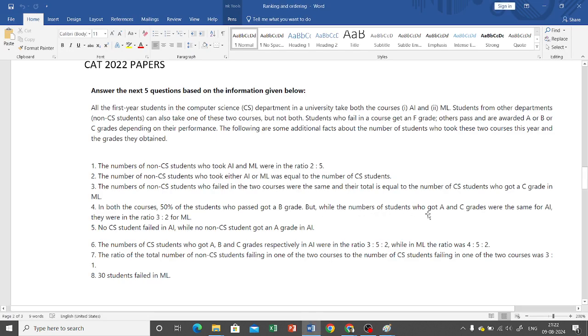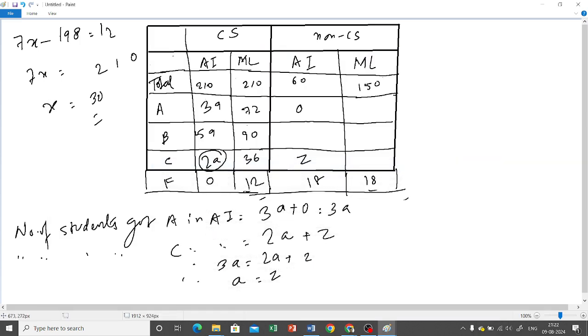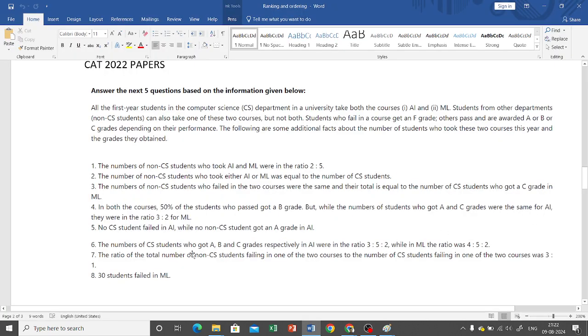So for AI, total A grades is 3A plus 0, and C grades is 2A plus Z. Both of them are equated and we get A is equal to Z. Now for ML it is given 3:2.